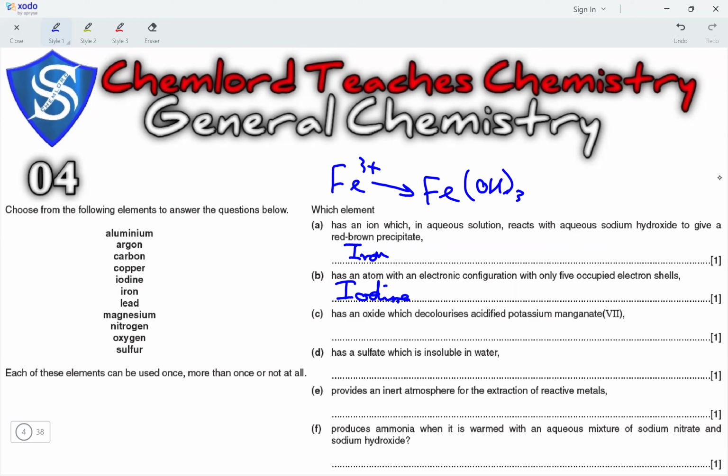Next, has an oxide which decolorizes acidified potassium manganate(VII). An oxide that decolorizes acidified potassium manganate(VII) would be SO2. SO2 would react with acidified potassium manganate(VII), resulting in a color change from purple to colorless. So, SO2 is an oxide of sulfur.